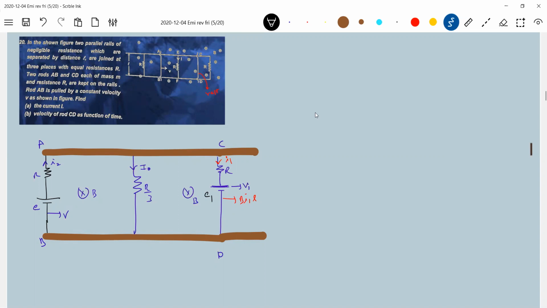Now let's write the loop equation. E minus I2R minus I naught R by 3 equals zero. This is equation 1. Similarly, E1 plus I1R minus I naught R by 3 equals zero. This is equation 2. We have taken this much, no?